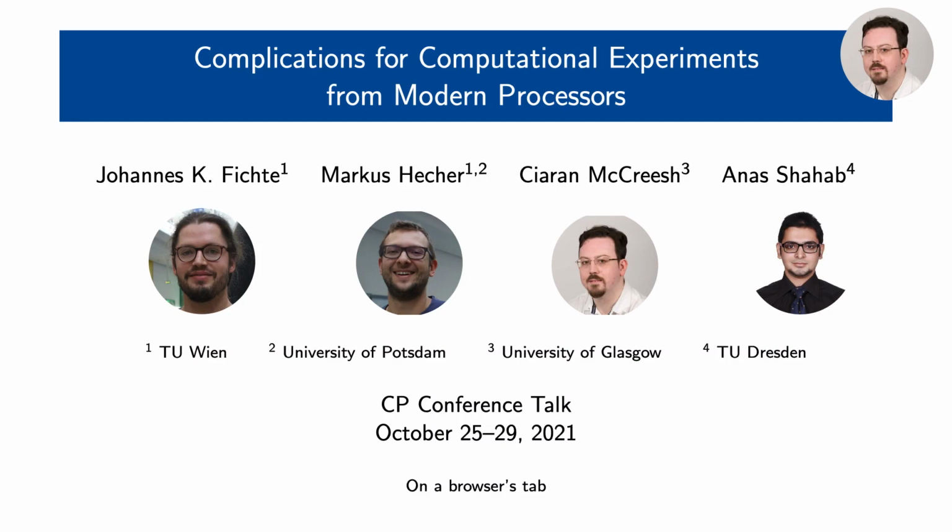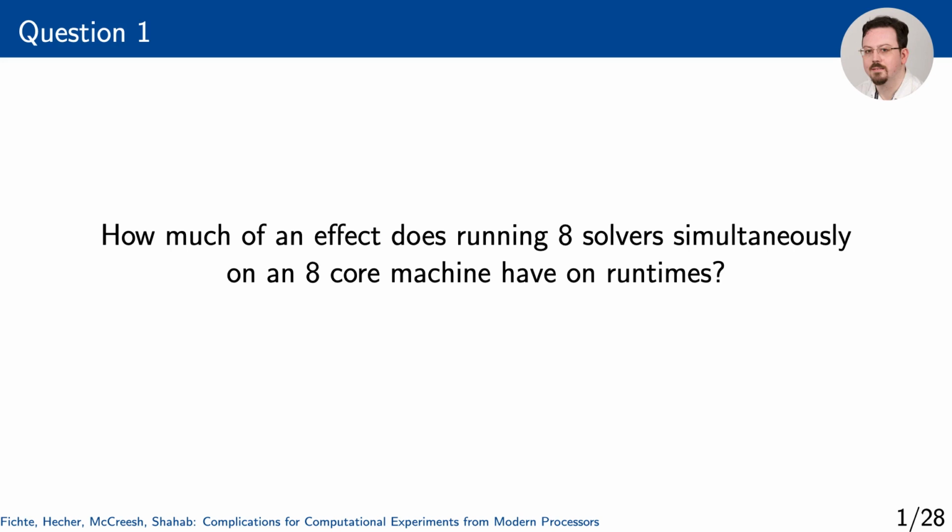This is a talk about some of the things that can go wrong when you try to run computational experiments on modern hardware. Now that multi-core hardware is standard, we often run more than one experiment at the same time on the same machine. But just how much of an effect does running, say, 8 experiments at the same time on an 8-core machine actually have on performance?